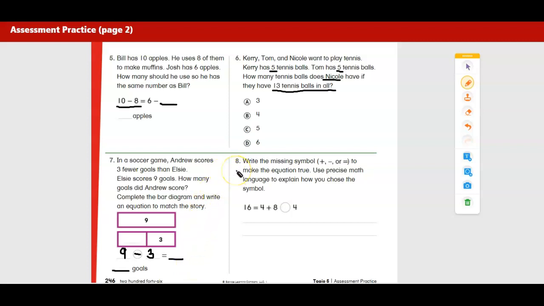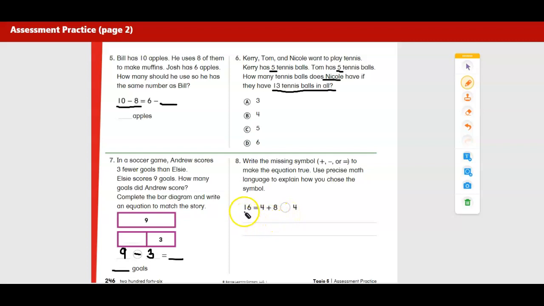And for our last problem, number 8, it says write the missing symbol, so that's a plus sign, a minus sign, or an equal sign, to make the equation true. I will not have you write your answer because on your test you will not be writing or typing. So on number 8, I will just have you fill in the symbol. Just fill in this missing symbol.